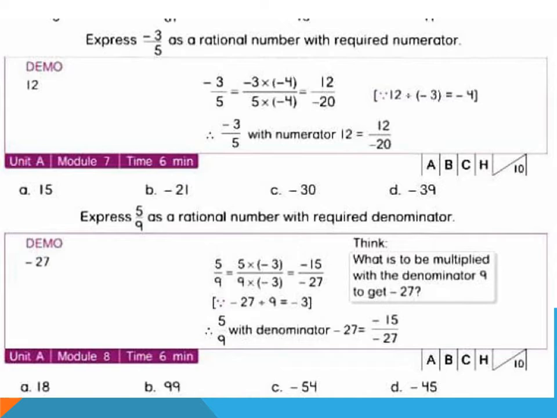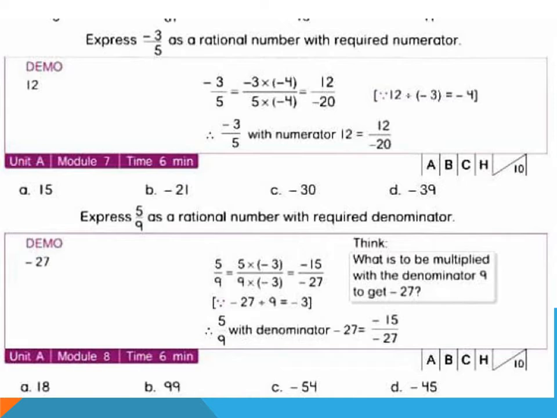Pause the video, go through the demo and try all the 4 problems by yourself. After that I am showing you the answers, don't worry. If you have any doubt, it will get cleared while you are watching the answer part. Now moving on to module number 8.